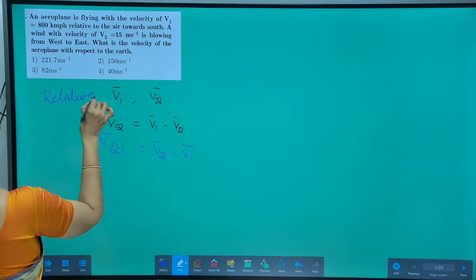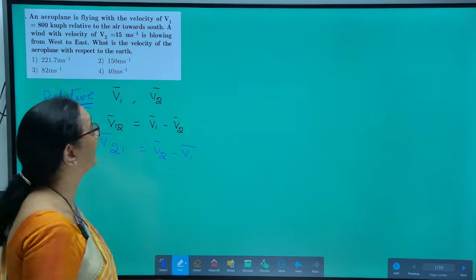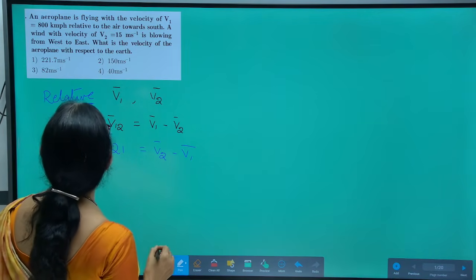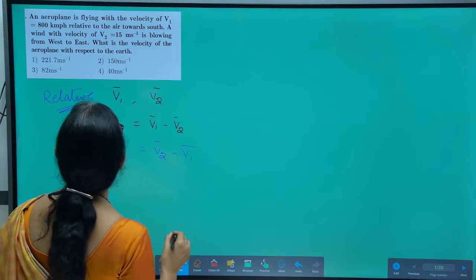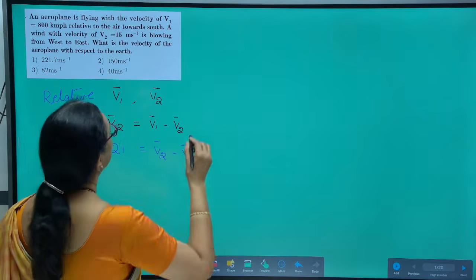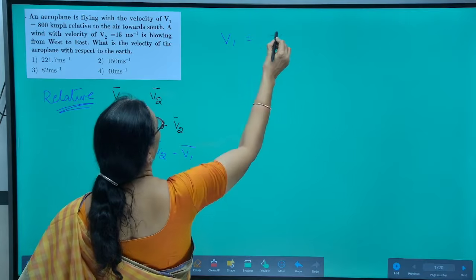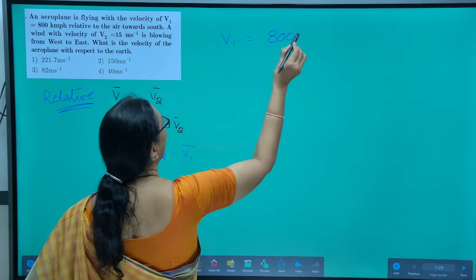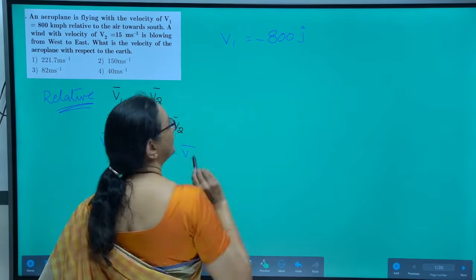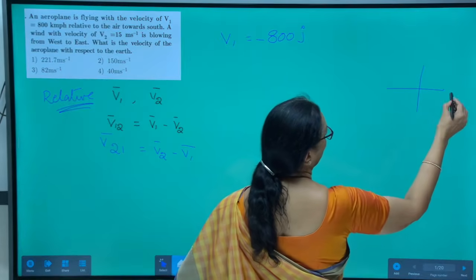Now, let us read the problem carefully. An aeroplane is flying with a velocity V1, that is V1 is equal to 800 kmph relative to air towards south. So, velocity of the aeroplane is given as 800 kmph south. South is taken as minus j bar, isn't it? See here, reference directions I am telling.